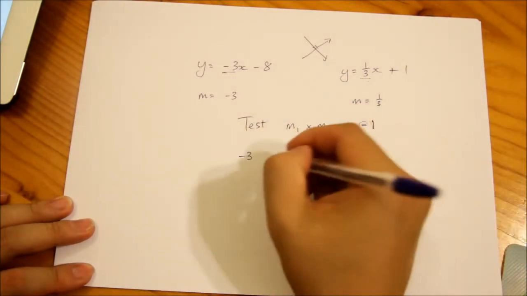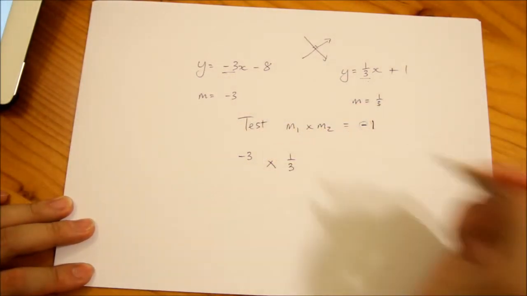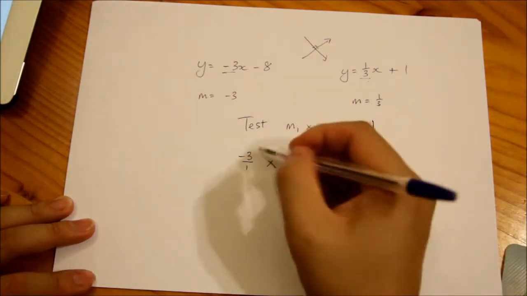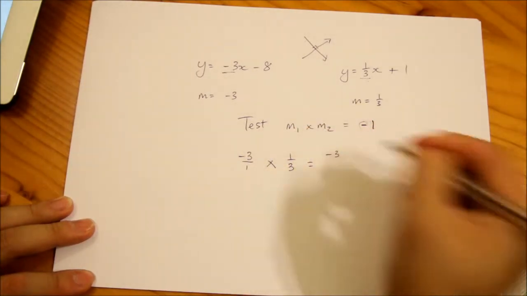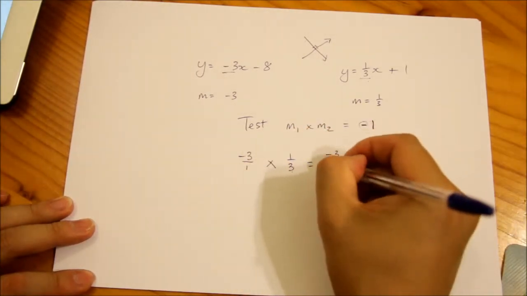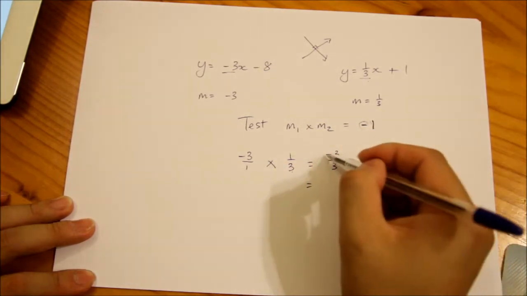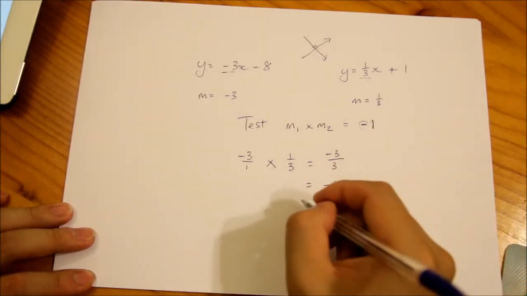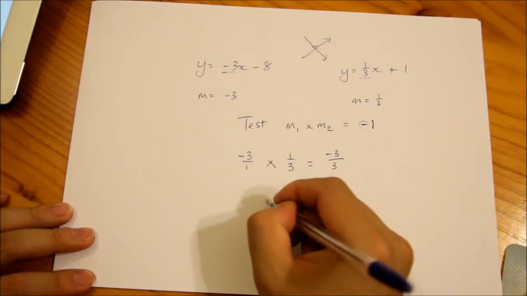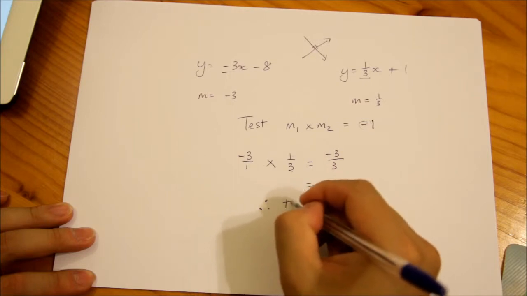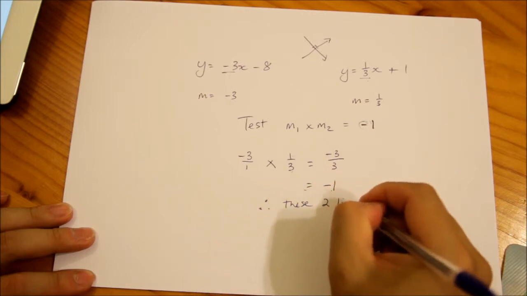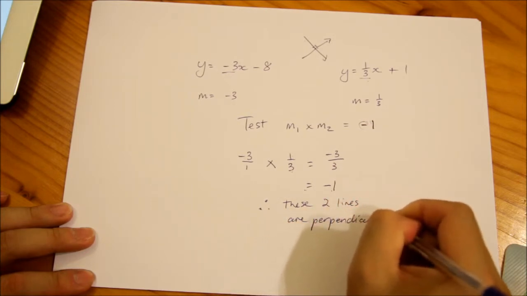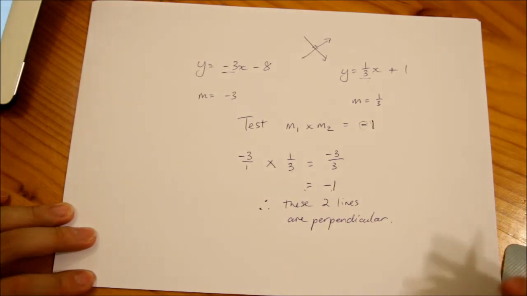Minus 3, okay, times a third, okay, we can put 3 over 1, that's totally fine. Minus 3 times 1 is minus 3, and 1 times 3 is 3. And if we simplify that, minus 3 divided by 3 is minus 1. So the test equals minus 1, therefore these two lines are perpendicular. It's as simple as that.